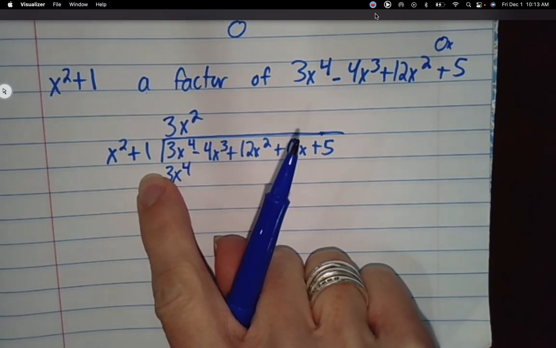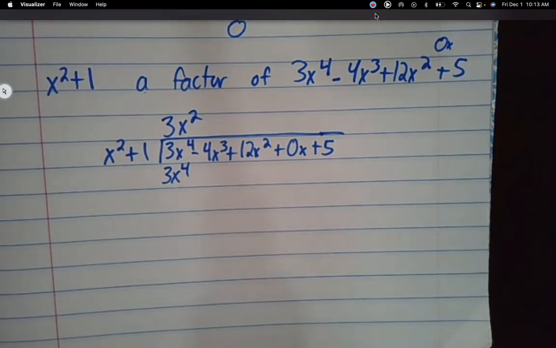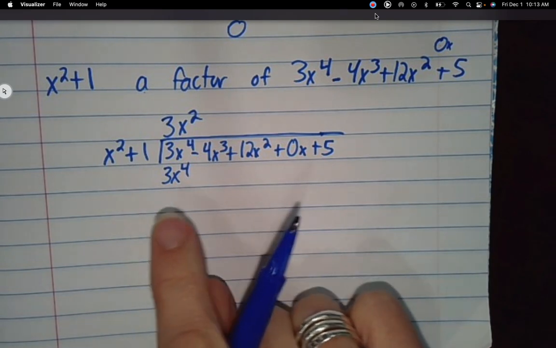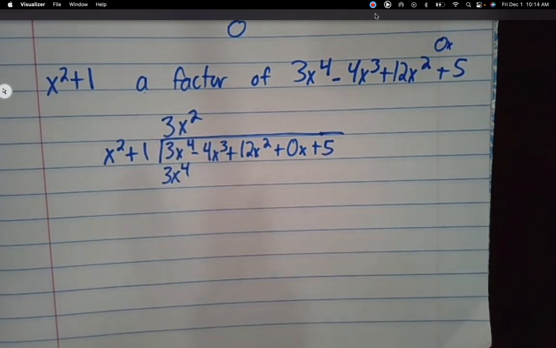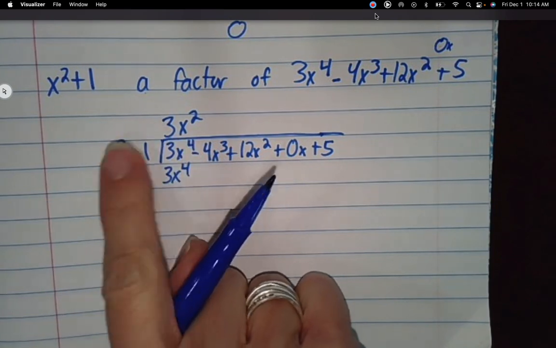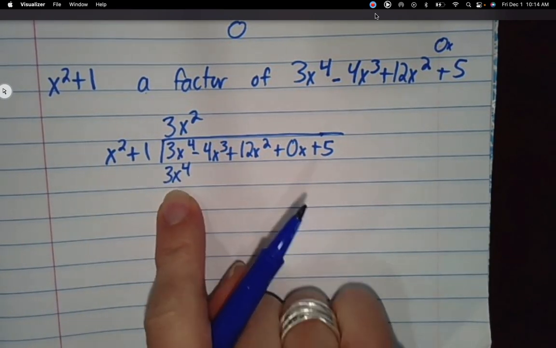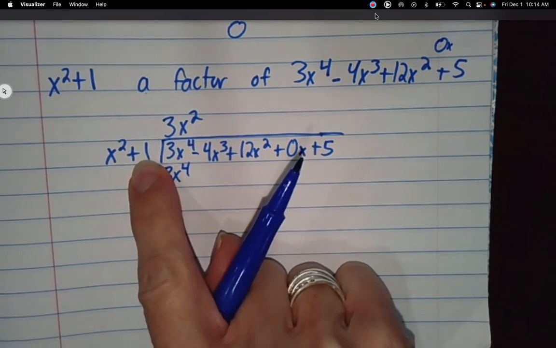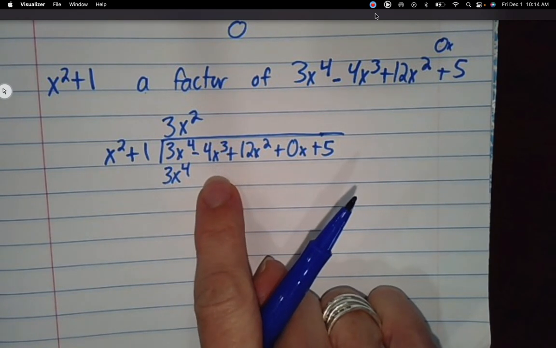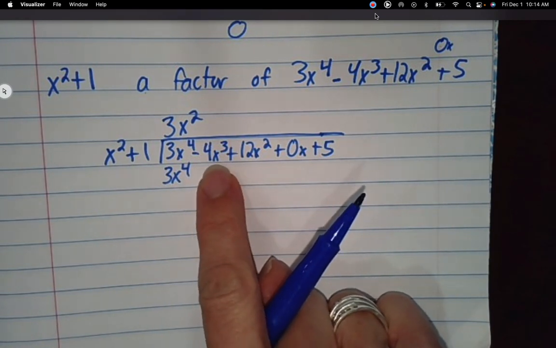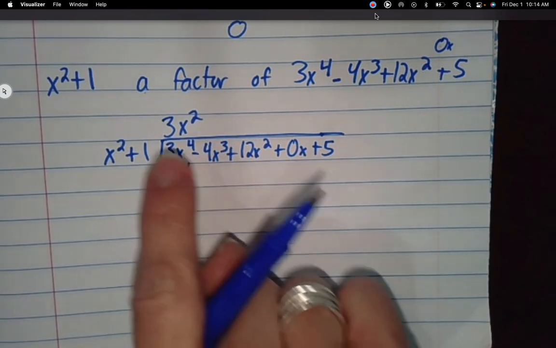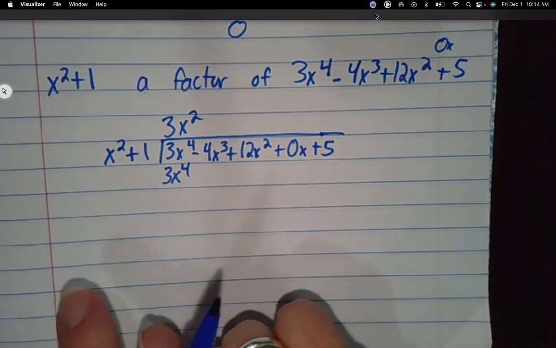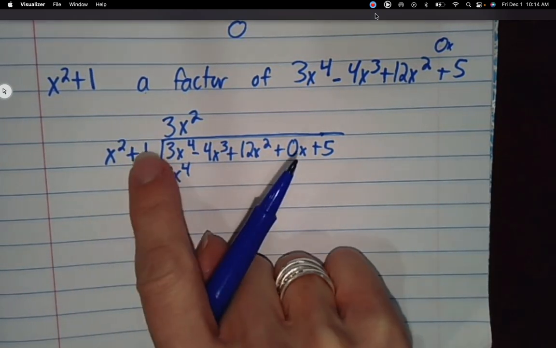3x squared. Oh, I forgot to put something right there. I knew when I just did that. Guess what needs to go right in between those? Yeah, a 0x. Watch what happens. If I have 3x squared times x squared, it is 3x to the 4th. If I multiply this as it is, what's 3x squared times 1? 3x squared. Is it going to go under here? No, where is it going to have to go? Under here, because it has to match. I don't have an x to the 3rd. So I'm going to put a 0x in between it.